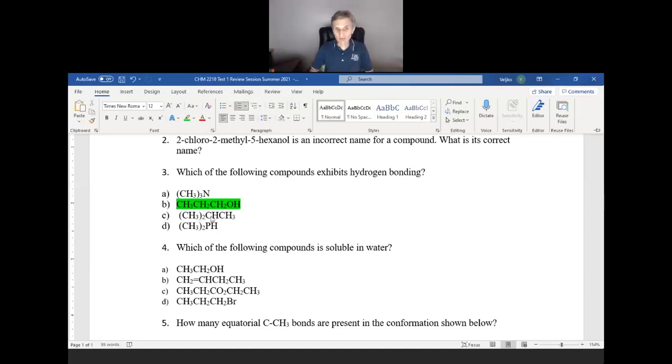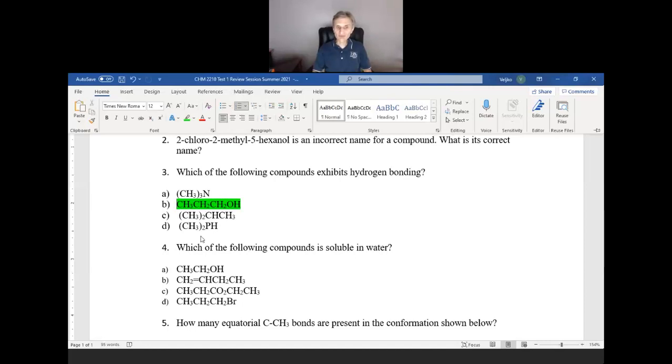2-methyl-propane or isobutane, and that one exhibits only London interactions. Only London interactions because it's non-polar compound. So you determine whether compounds are polar or non-polar, and polar compounds will exhibit dipole-dipole interactions and possibly hydrogen bonding if you have hydrogen attached to oxygen, nitrogen, or fluorine. Non-polar compounds, only London interaction.